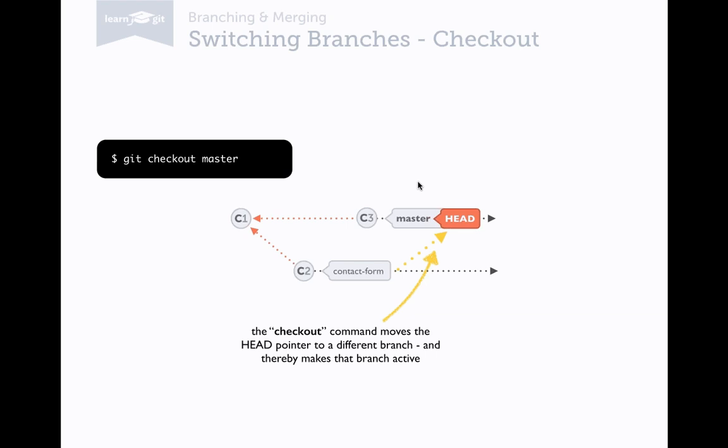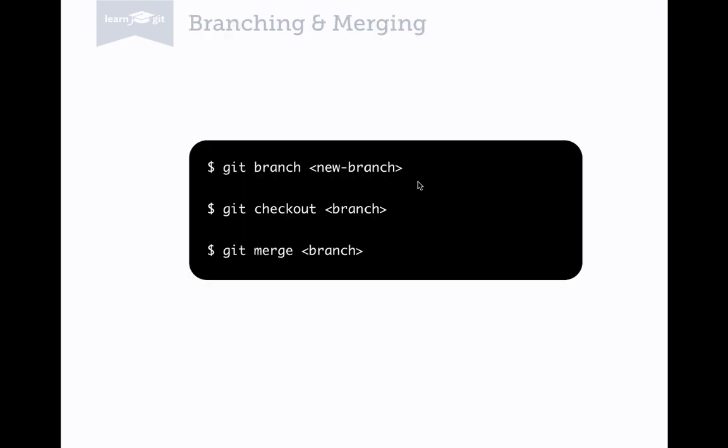Talking about the head, you definitely want to switch the head, switch the currently active branch during your project many times. And this is done with the git checkout command. So checkout moves the head pointer to a different branch and makes that branch active and the current branch. So enough talk. Let's explore the git branch, the git checkout, and the git merge commands on the command line in practice.